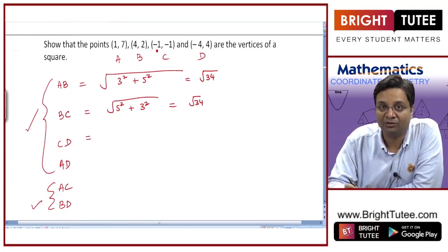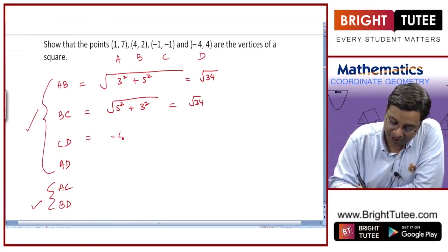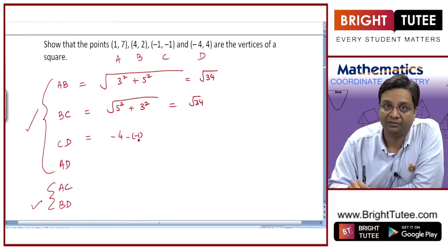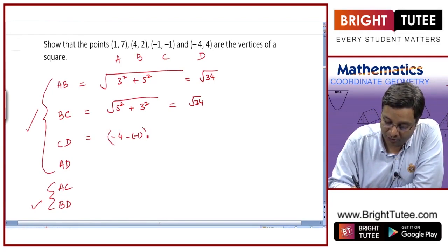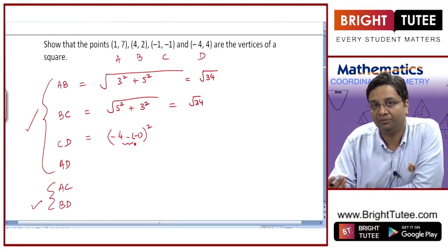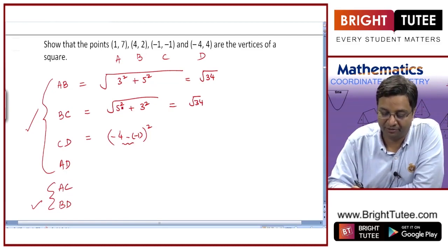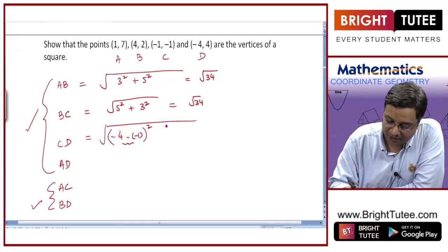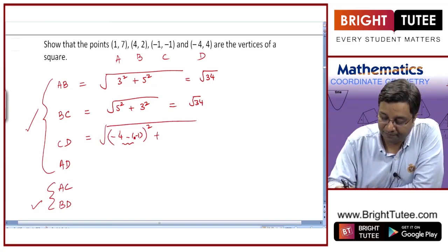Minus 4 minus of minus 1. What I am doing is minus 4 minus of minus 1, right? It is the difference of abscissa. Now you need to square it, right? Even if it was negative, it will become positive. So minus 5 squared is equal to 5 squared itself. So this was the difference of abscissa. We are calculating distance CD.